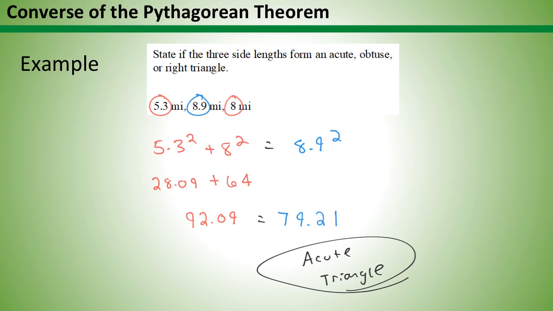Okay, so be able to use the converse of the Pythagorean theorem, also be able to determine if your triangle is a right triangle, an acute triangle, or an obtuse triangle.